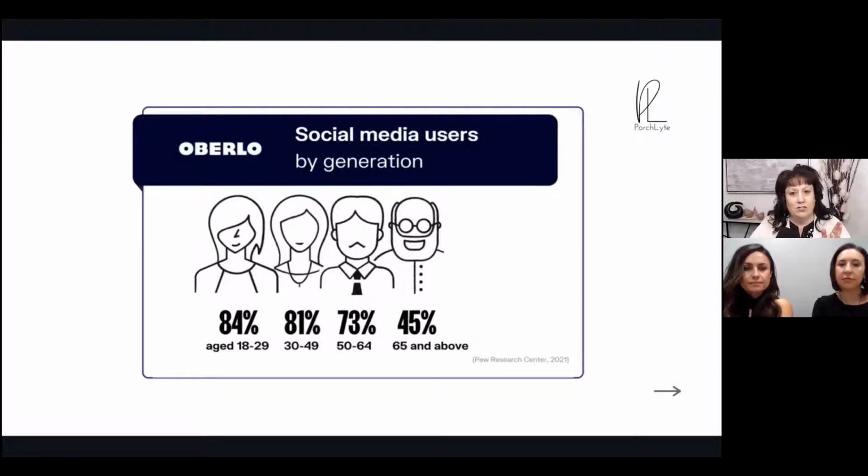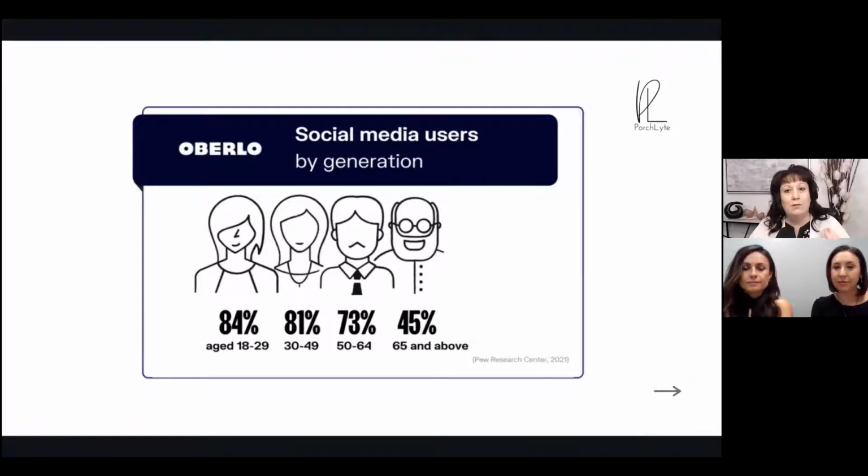73% between the ages of 50 and 64. 45% of them are between 65 and above. So who are these people? They're millennials. They're first-time home buyers. They're people that are downsizing. They're empty nesters. You guys, this is our market. Our market is on social media.